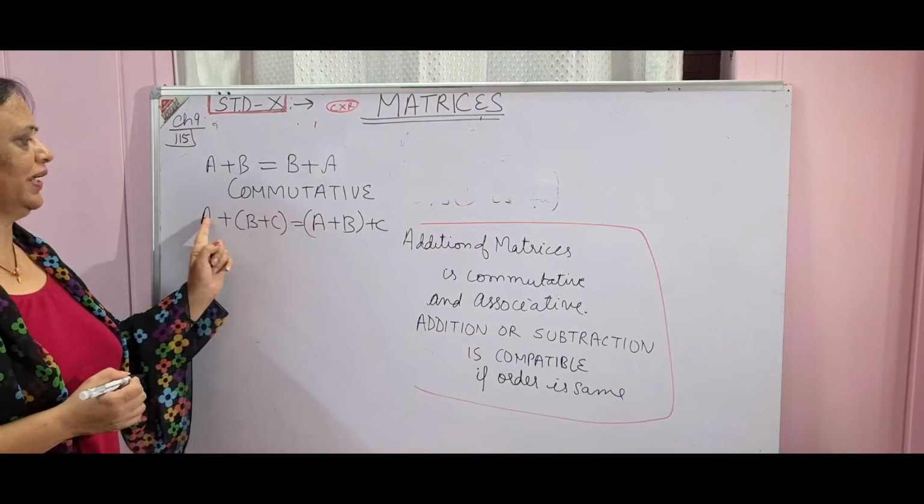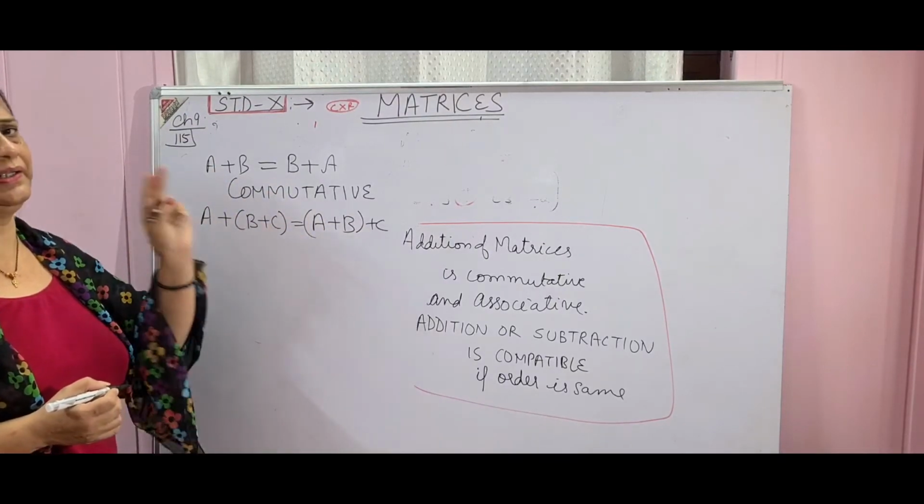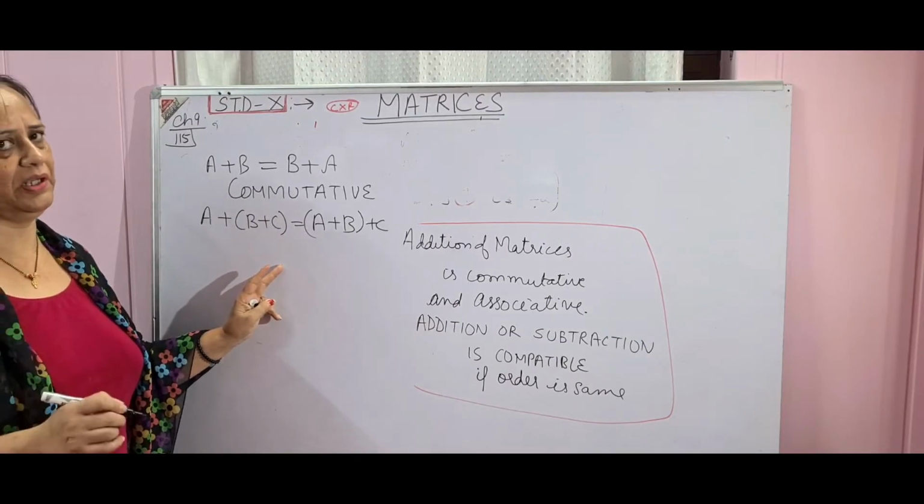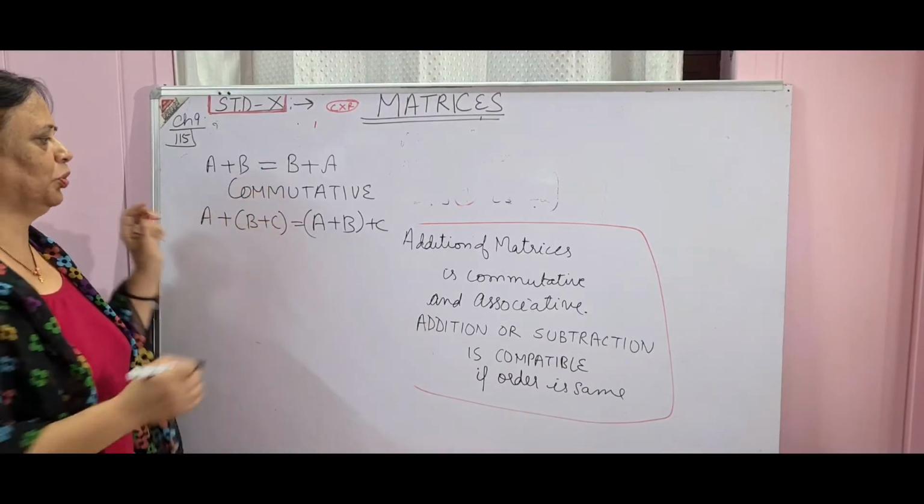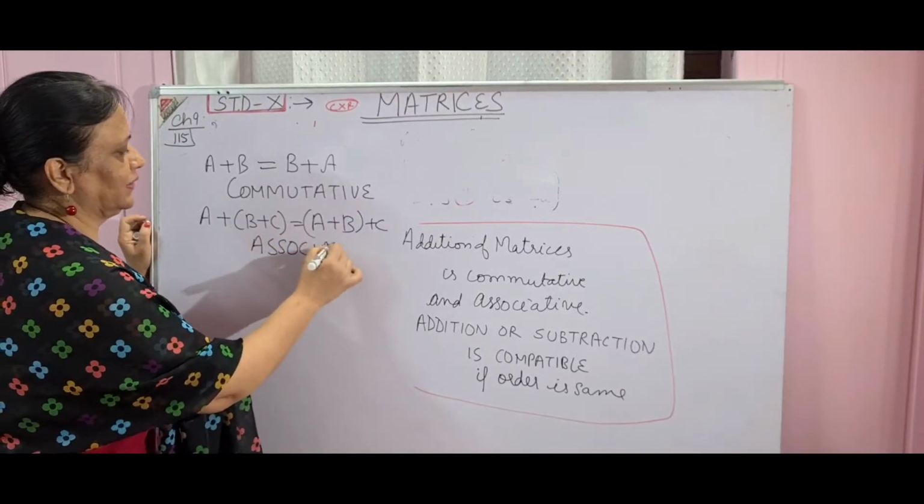In that case you will add A plus B, then equal to C. Any matrices you try, any three matrices you can take as an example of 2 order or maybe 3 order, and you will see that both of these laws hold in matrices.